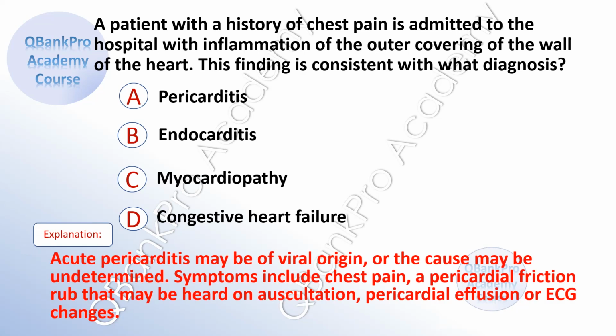The correct answer is A. Pericarditis. Explanation. Acute pericarditis may be of viral origin or the cause may be undetermined. Symptoms include chest pain, a pericardial friction rub that may be heard on auscultation, pericardial effusion, or ECG changes.